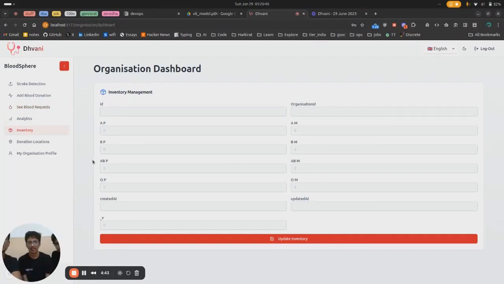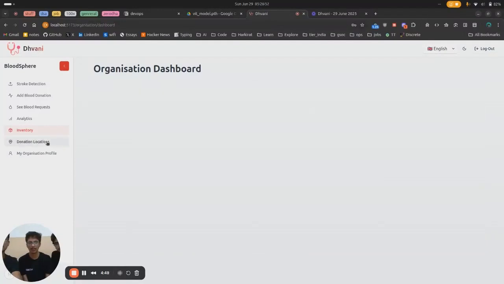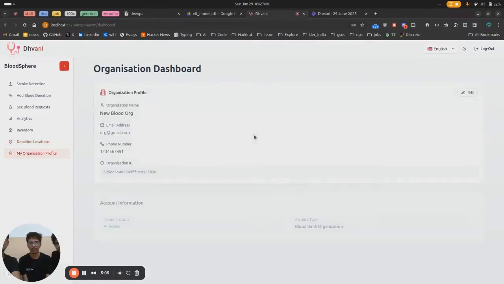This is the organization dashboard from where the organization can update their blood inventory. This is the blood donation location page where basically an organization can tell different locations and addresses where they plan to organize a blood donation camp. And this page is the profile of the organization itself.